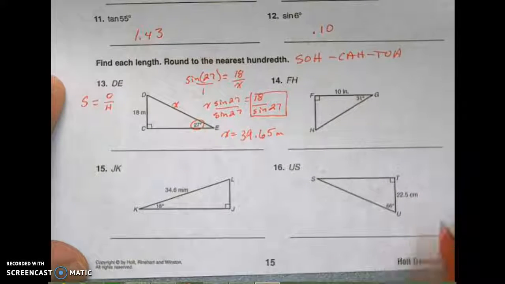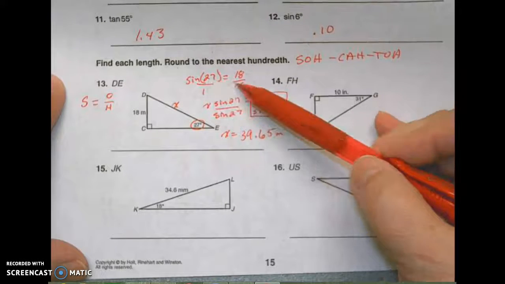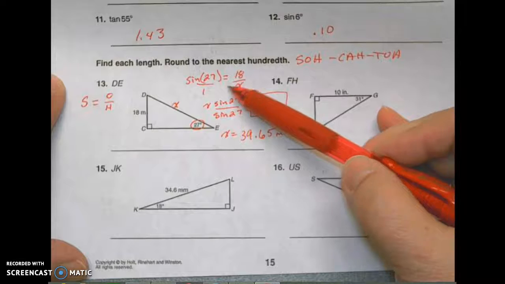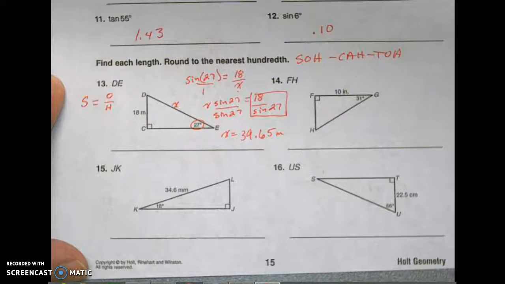Again, notice this little shortcut. What did I do to solve this problem? It was like interchanging my x value and my sine 27 to divide. So this ended up being a division problem to solve.